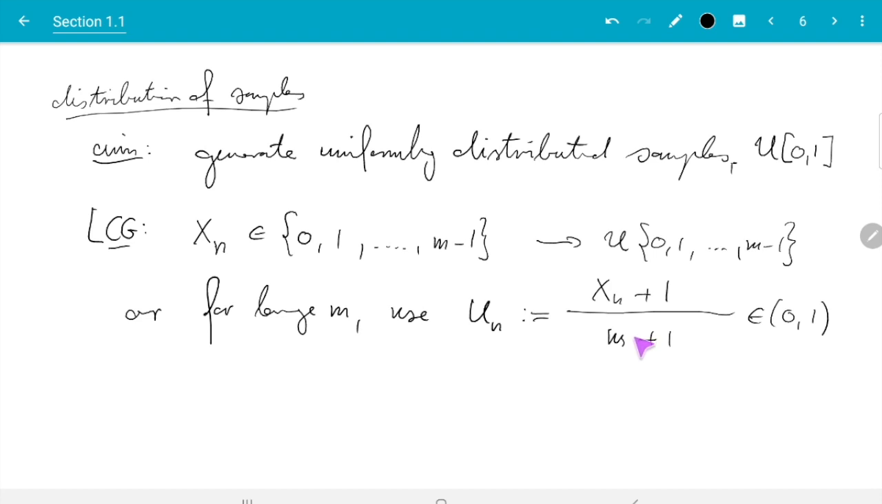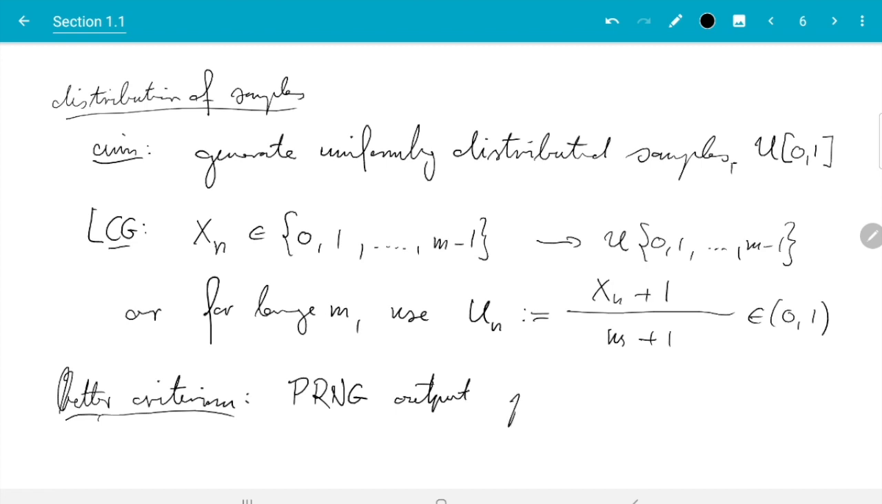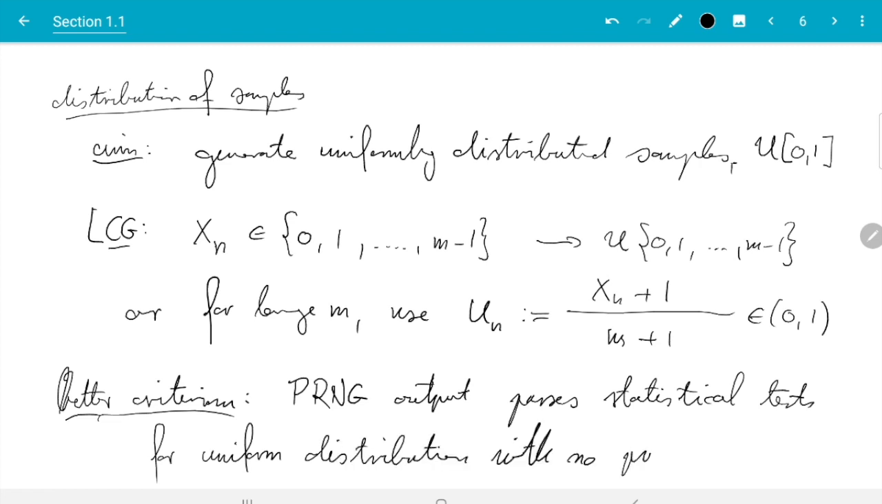And there are statistical tests which test for a distribution. So if you have a bunch of numbers, there are statistical tests which tell you, could this bunch of numbers have come from a distribution of your choice? And if you use these tests for a uniform distribution, then we get a yes or no answer. And it turns out pseudo-random number generators pass these tests without any problems. So a better criterion is: pseudo-random number generator output passes statistical tests for uniform distribution of samples with no problems.